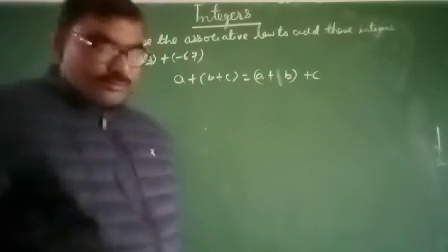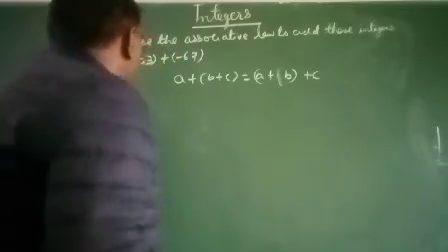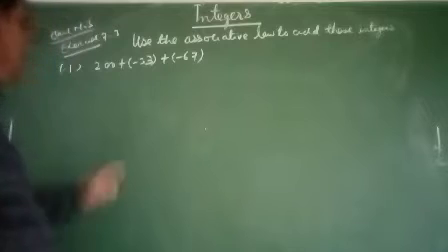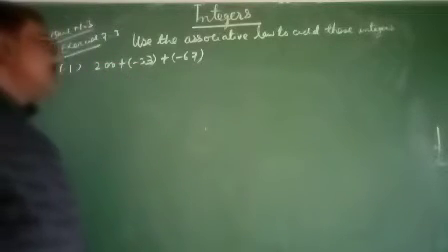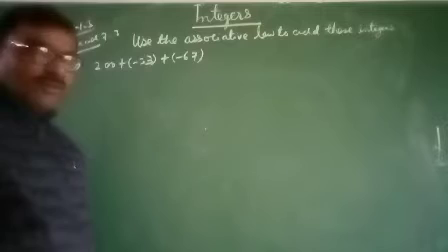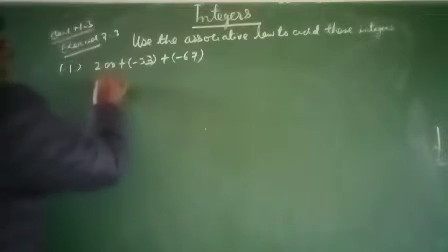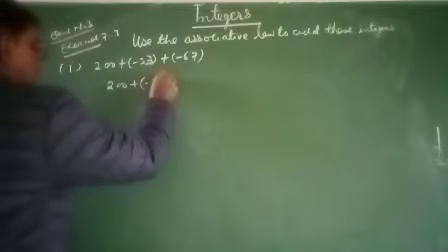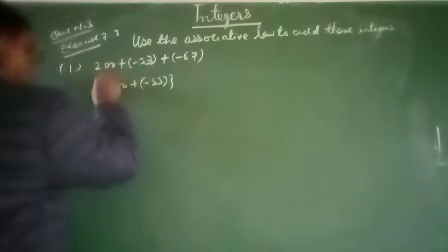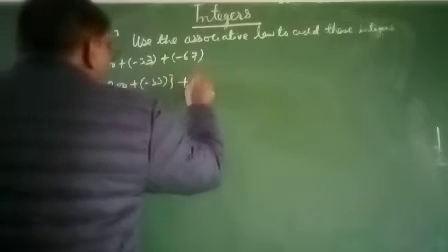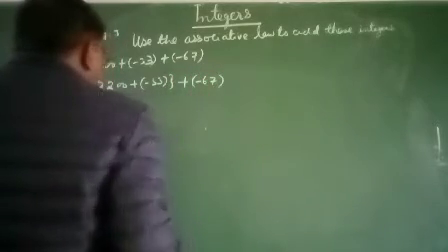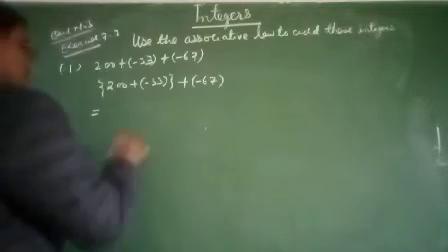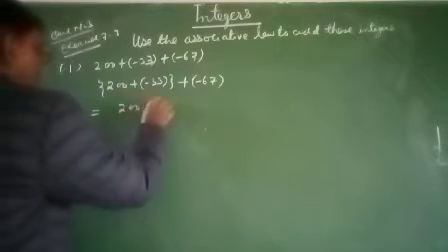So here in the given question, A equals 200, B equals minus 33 and C equals minus 67. So we can write this time 200 plus minus 33 plus minus 67. Then it will be equal to 200 minus 33.